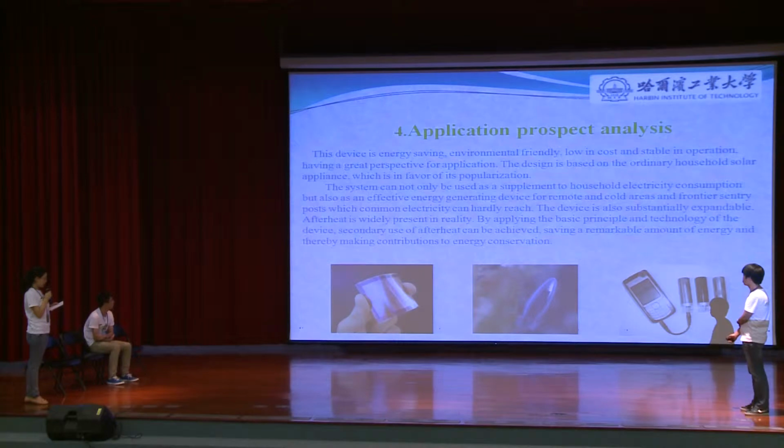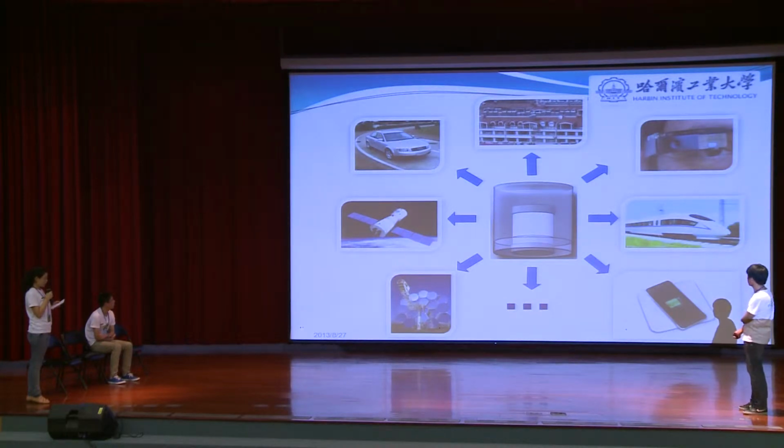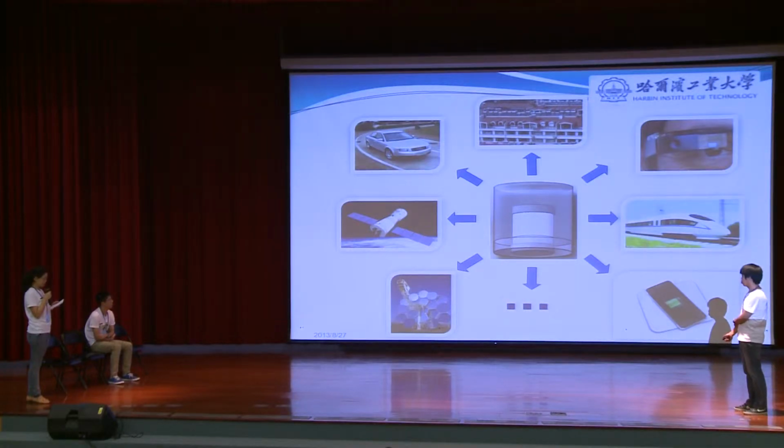This device is energy-saving, environmentally friendly, low in cost, and stable in operation, which ensures it will be promising for application. As you can see, it can be applied to various fields. For example, it can be set on the roof of a high-speed rail train to provide electricity for passengers, so it can reduce electricity from the power grid. As we all know, high-speed rail in China is advanced and popular, so the market is huge.